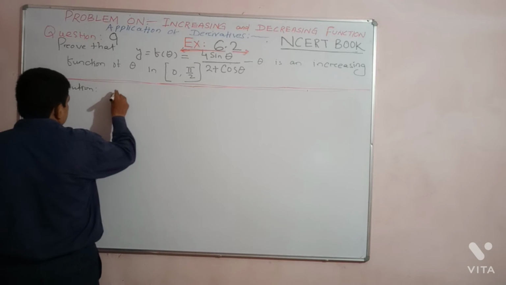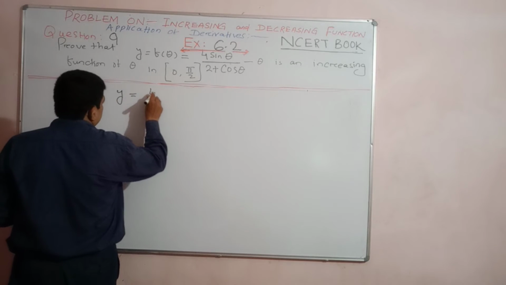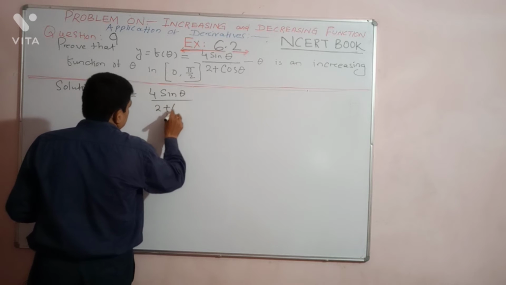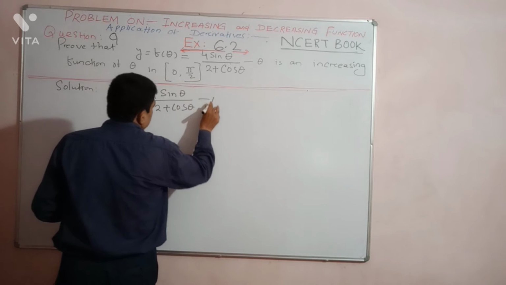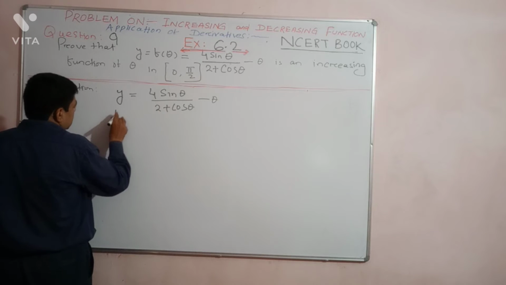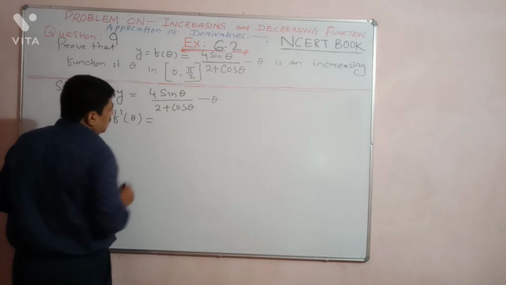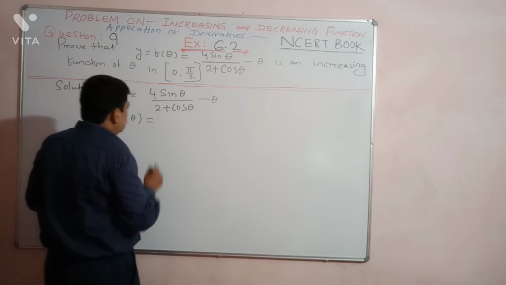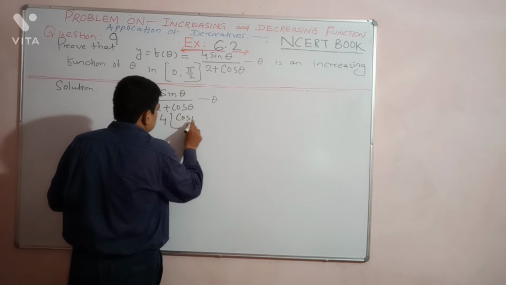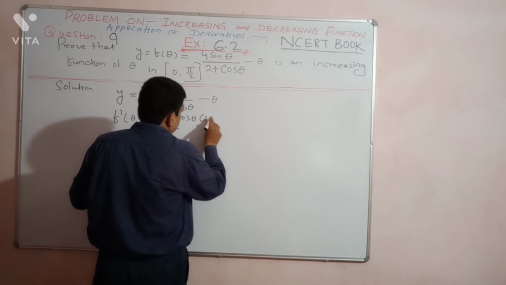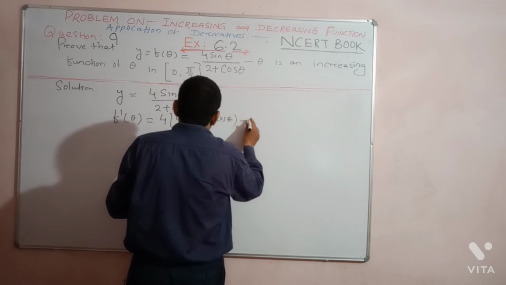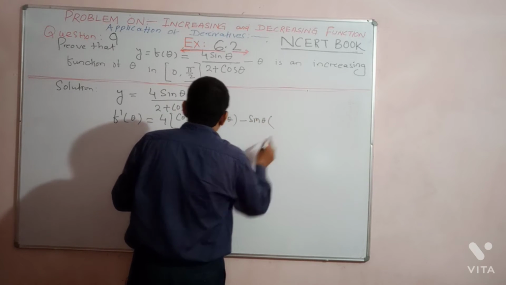So here the function is y is equal to 4 sin theta divided by 2 plus cos theta, minus theta. Let us find out the slope of the line. You have to find the derivative, that is known as f dash theta. So here the derivative of 4 sin theta by 2 plus cos theta: the derivative of sin theta is cos theta, whole into 2 plus cos theta, using the derivative of u by v, minus sin theta into the derivative of 2 plus cos theta.